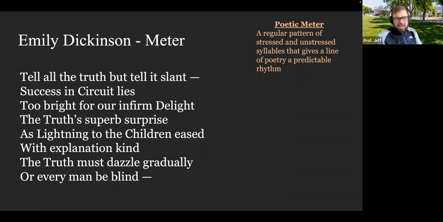A little older, right? Over 100 years old, maybe some vocab. It's tough, but just listen for the rhythm and then I'll show you what she's doing. You probably can guess, right?